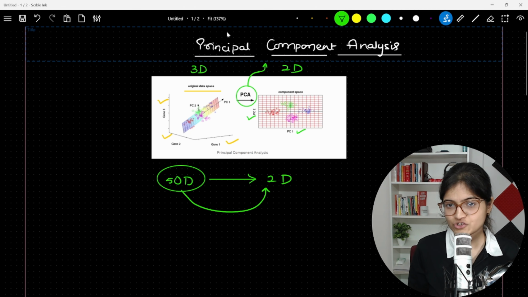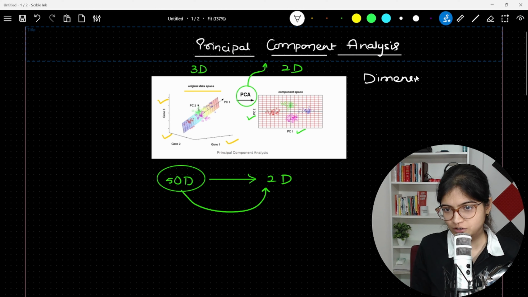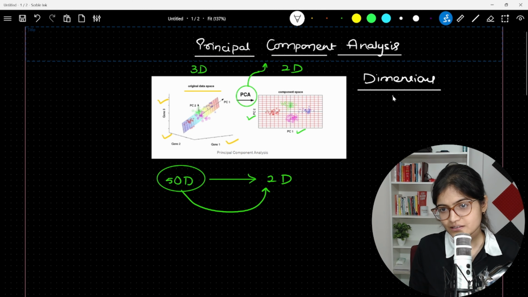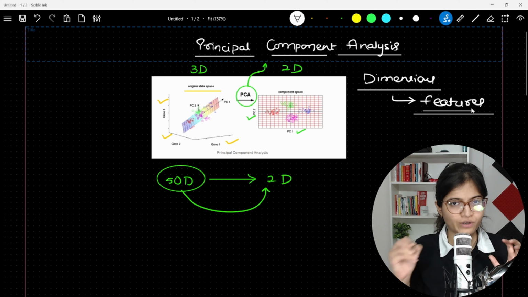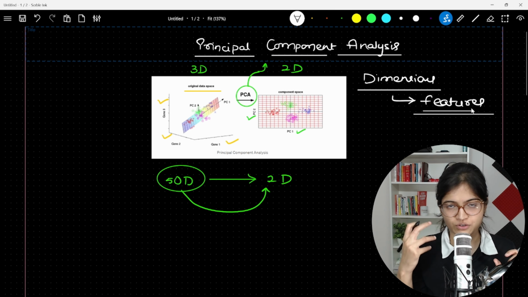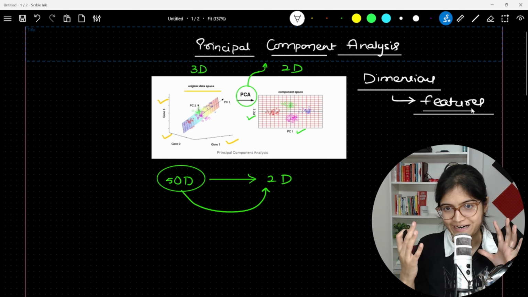So when we are saying dimensions, always remember this thing. I think in the previous sessions also I have talked about this term. Dimensions, literal meaning, is features only. Always remember. Okay? I am trying to convey the same thing here when I'm saying dimensions of the features. It means we are trying to reduce the features.